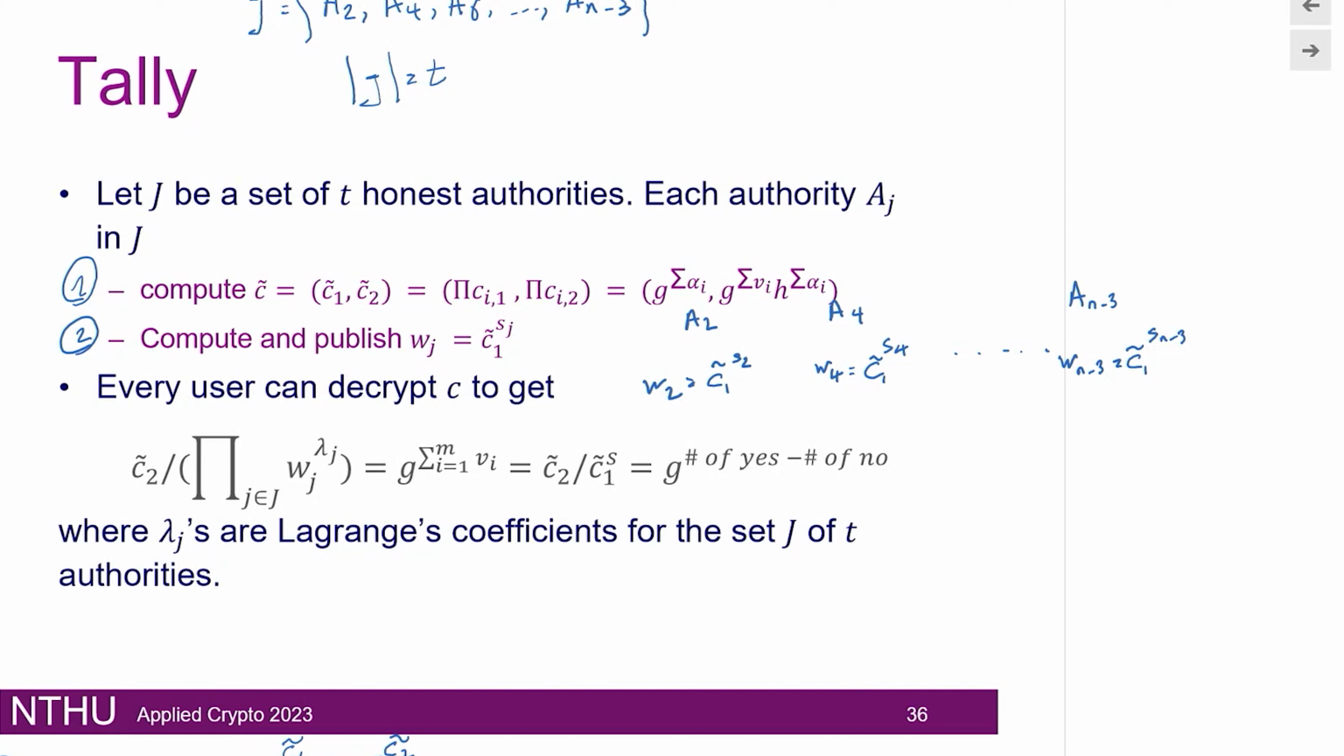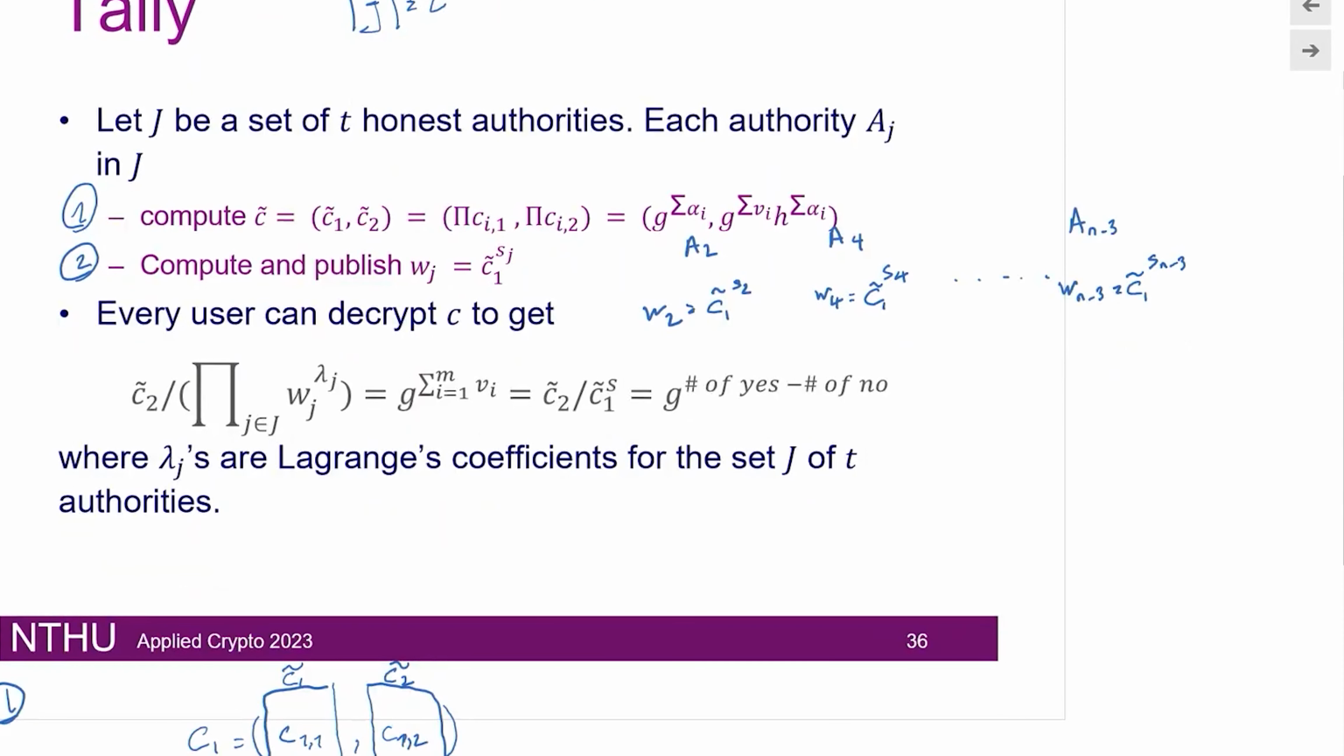Now that we have this, every user can compute the actual sum of the votes by performing this computation: by taking C2 divided by the product of these W_j's that every authority has output, each to the power of their lambda_j, and then we are able to reconstruct this vote.